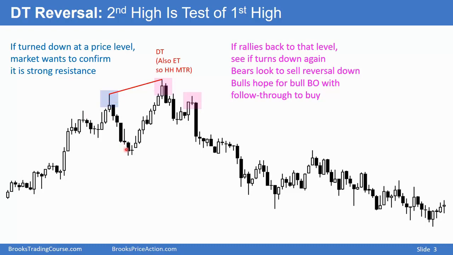We had a very strong minor reversal, followed by a test of the high, and the market found sellers again. This is a double top. It's a higher high major trend reversal. And then we have a slightly lower high, a lower high major trend reversal.